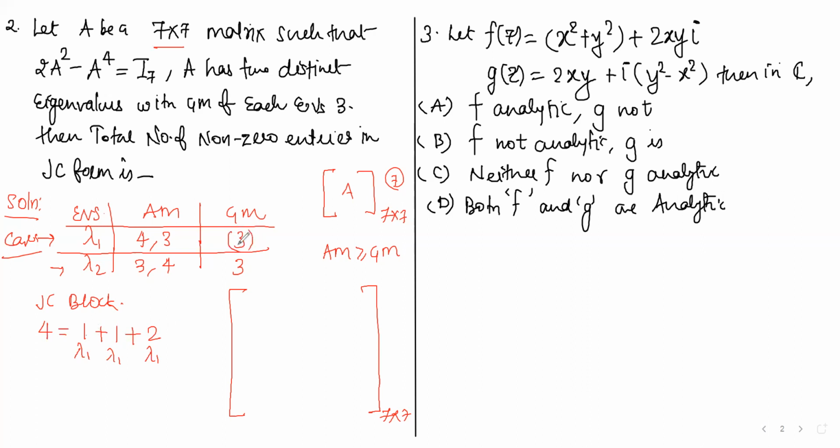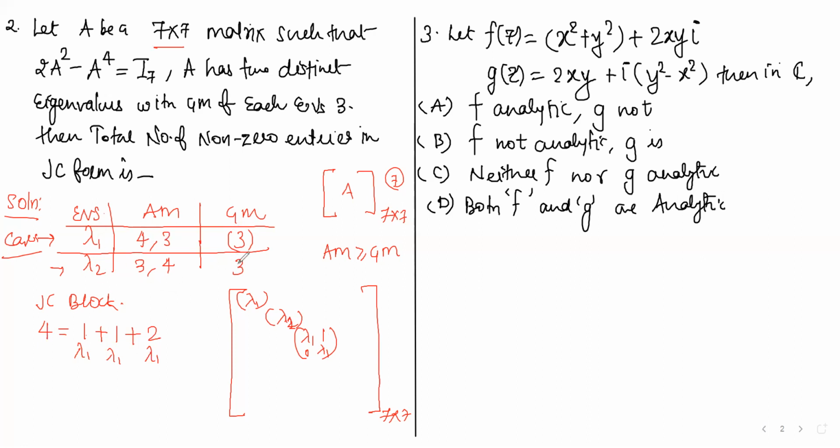GM says that there should be 3 blocks, because GM is 3. And since the AM is 4, we have to distribute this 4 in such a way that we get addition 4, and there are 3 blocks. So corresponding to lambda1, I'll have 1 block here, and then lambda1 here again. And for this, I'll have a different block that will be lambda1, 1, and then 0. So I got 1 block, 2 blocks. This is over. And now for lambda2.